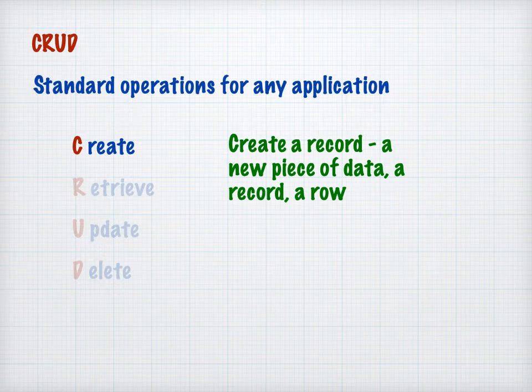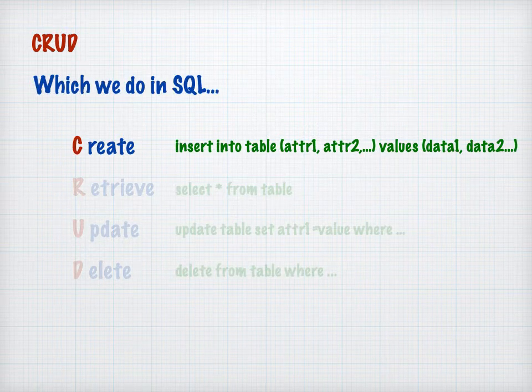Create means create a new record, insert a new piece of data, and we know that obviously we're using a relational database here. So that would mean inserting a row into the table. Now the way that we do that is in SQL we use an insert statement, and it looks like this. So we've got insert into table, and then in brackets we have the attributes, the column headings, and then we have the word values, and then in brackets we actually have a list of the actual bits of data that we're going to insert into the table.